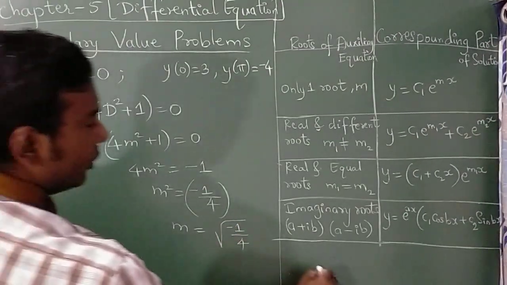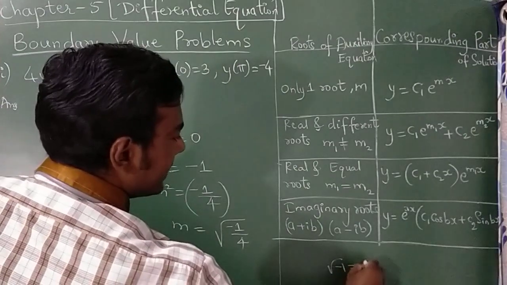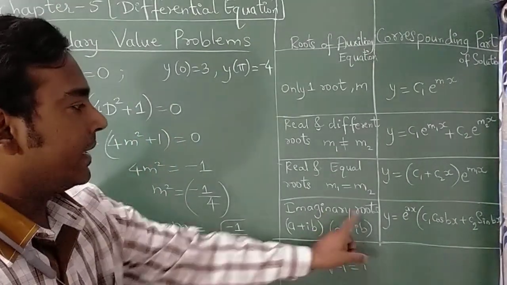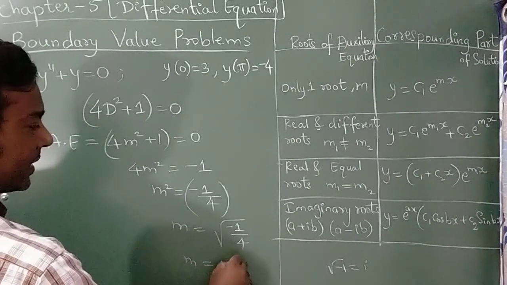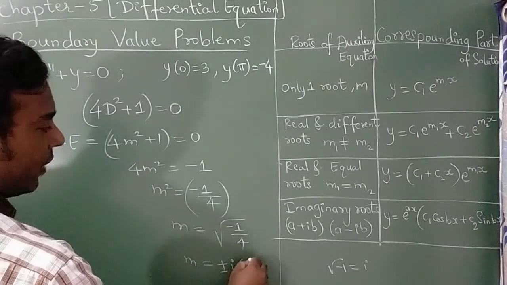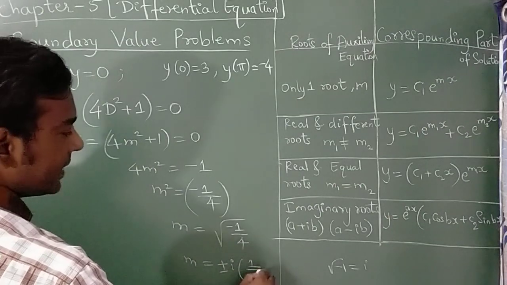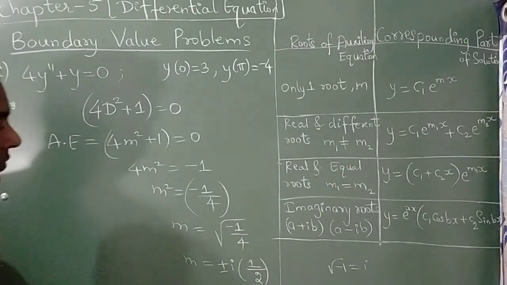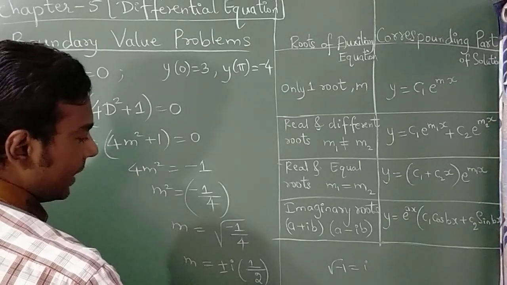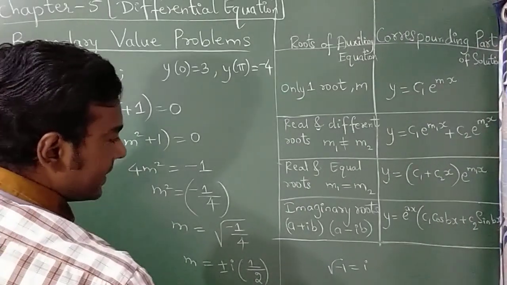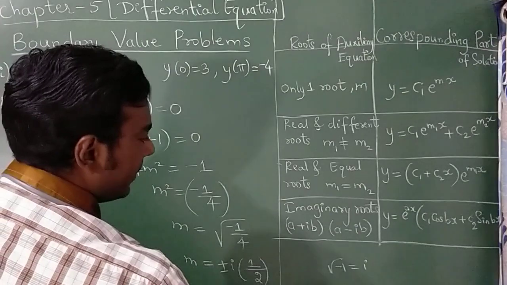As I have told you, root of minus 1 is i. Now what is i? It is an imaginary root. So m is equal to plus or minus i, and the square root of 1 is 1, square root of 4 is 2. Fine. Now m is equal to 0 plus or minus i, 1 upon 2. So this is nothing but a plus ib form.